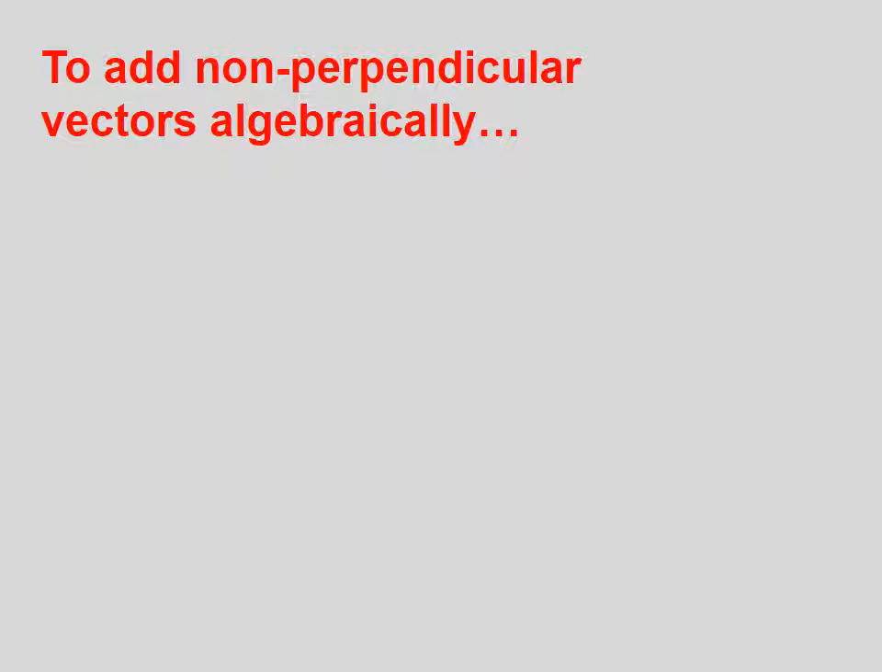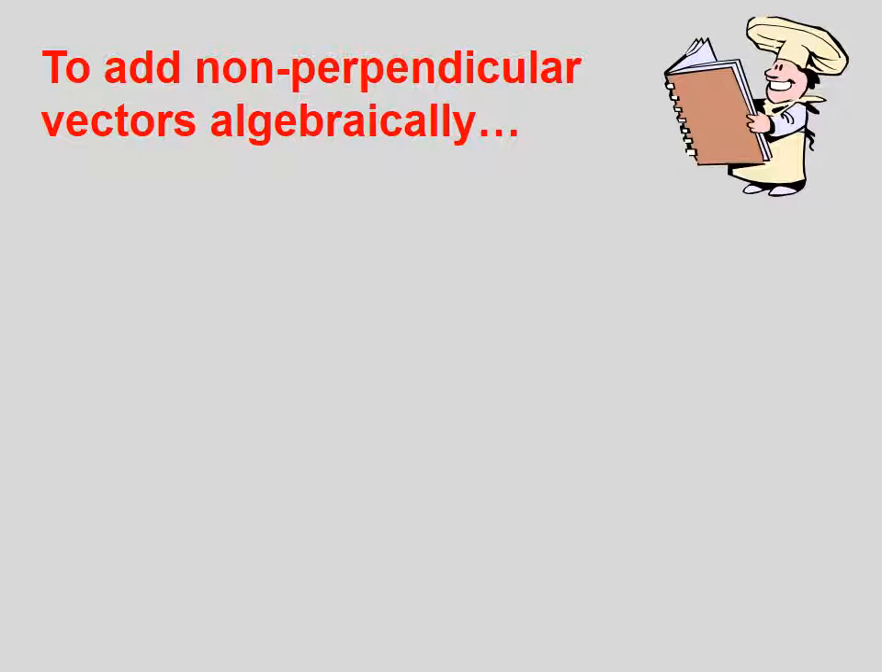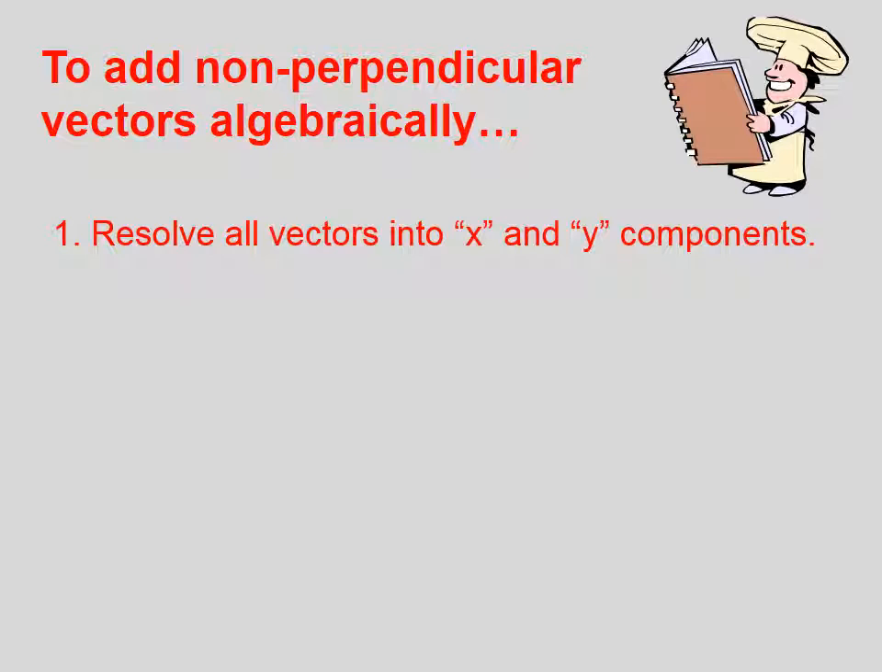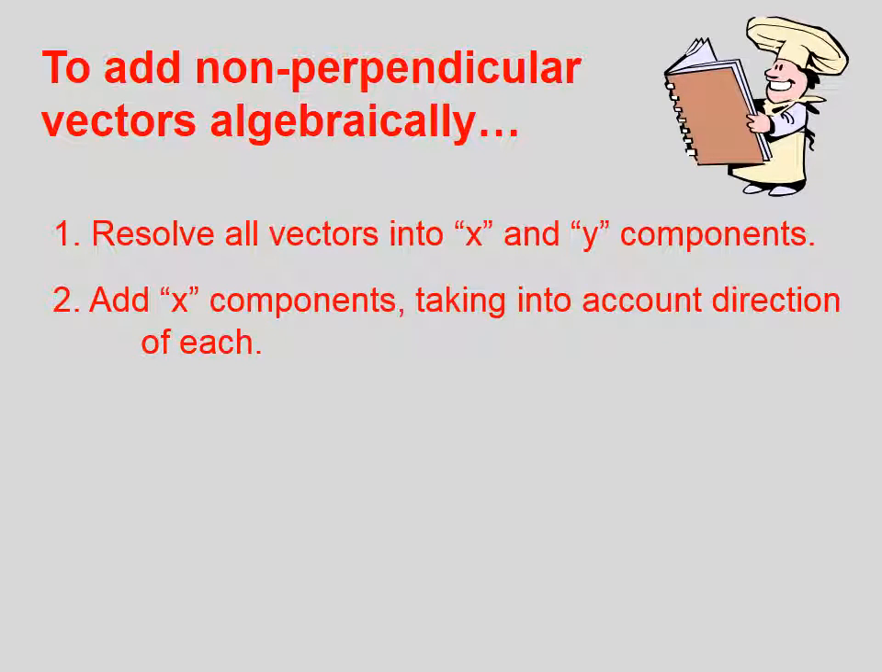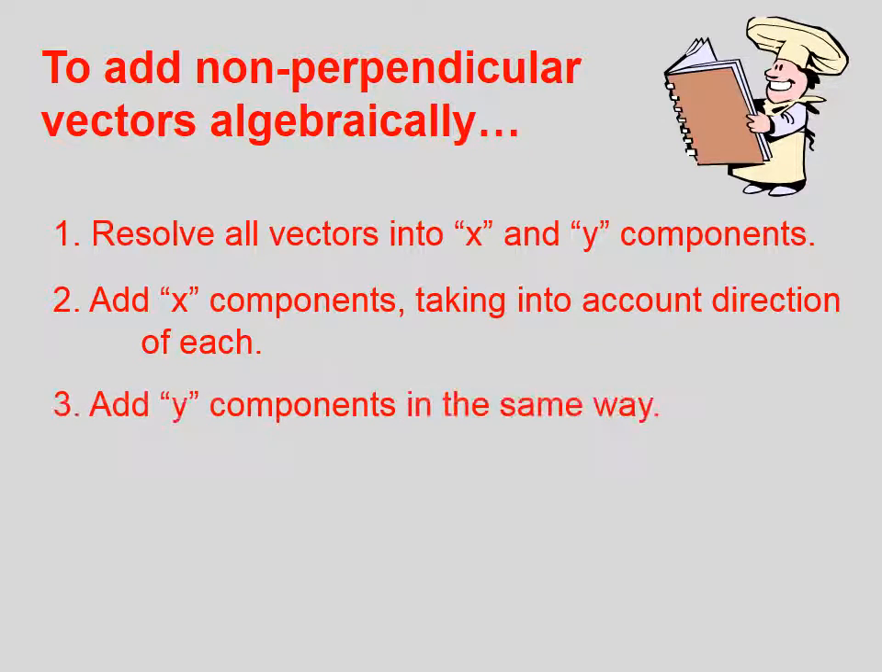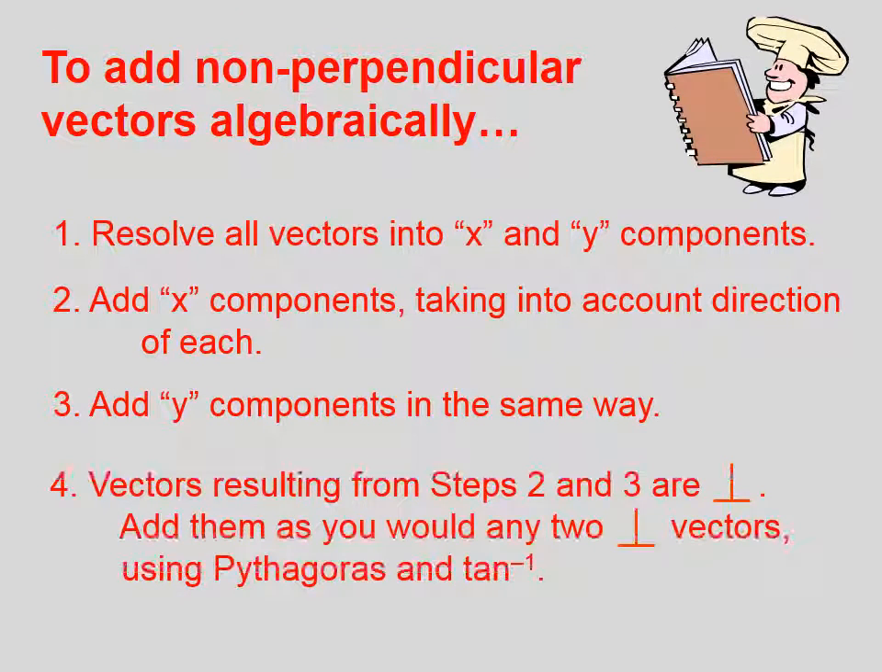To add non-perpendicular vectors algebraically: 1. We resolve all vectors into x and y components. 2. We add the x components, taking into account the direction of each. 3. Add y components in the same way. And 4. The vectors resulting from steps 2 and 3 are perpendicular. Add them as you would any two perpendicular vectors using Pythagoras and the inverse tangent function.